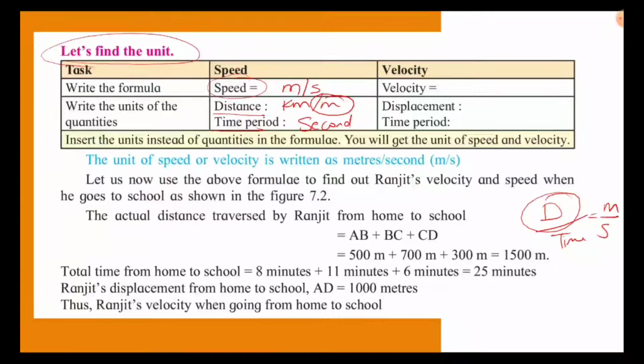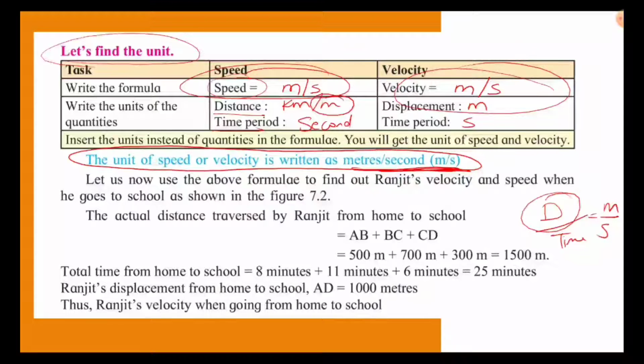And again, for velocity, displacement is also measured in meters and time is always measured in seconds. So again the unit for velocity will also be meter per second. This is nothing but the unit of speed and velocity. The unit of speed and velocity is written as meter per second. See here, you all can see this. So this also you have to write. This is the explanation which I have given you all in short.